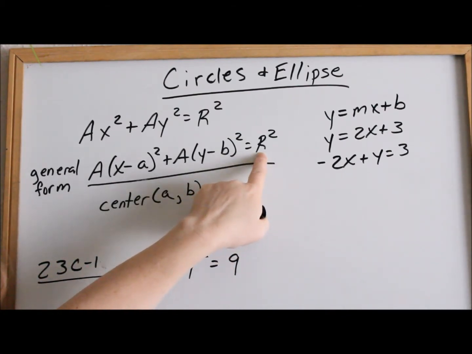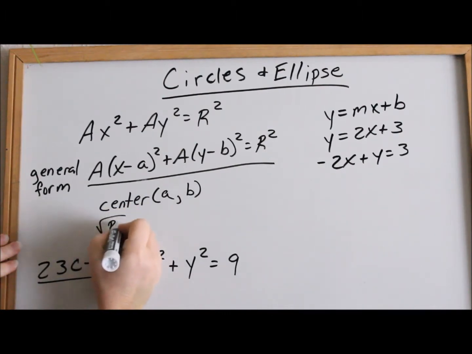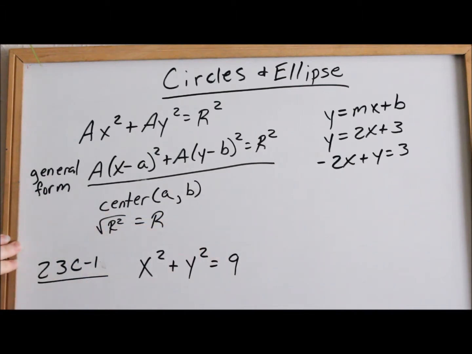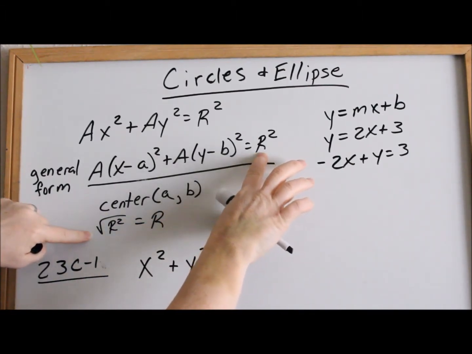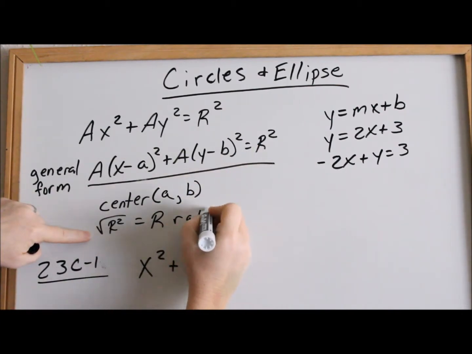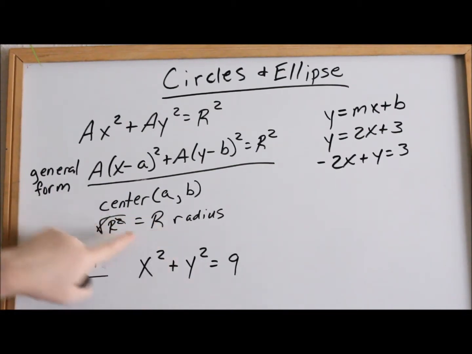Then this is the radius. If I took the square root of r squared, that would just be r. So to get your radius, you have to take the square root of this number, okay? So r represents your radius, but I have to take the square root to get r.